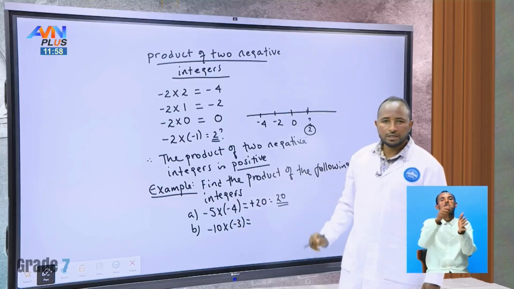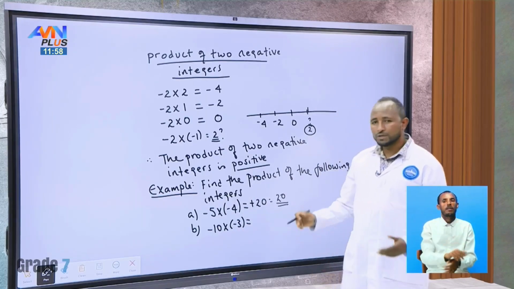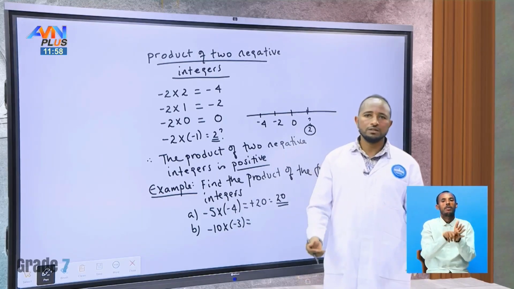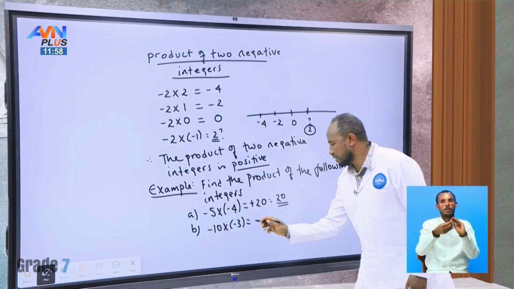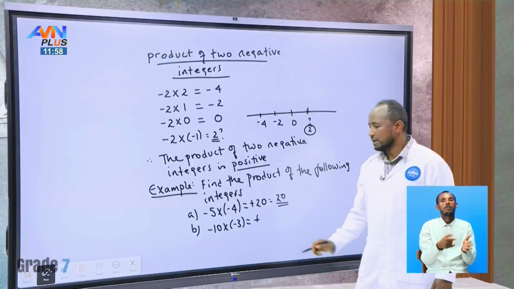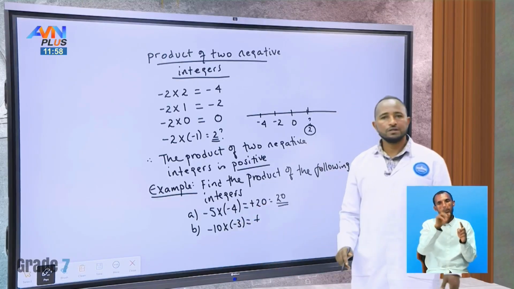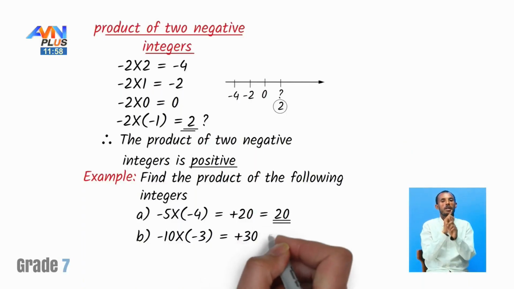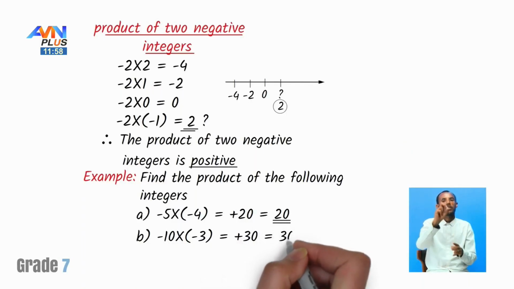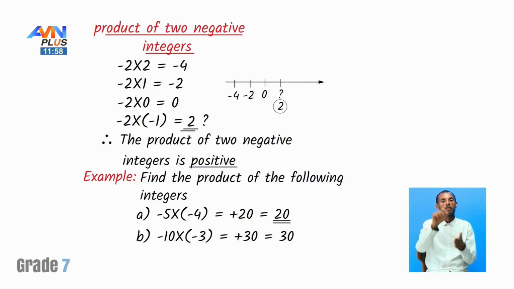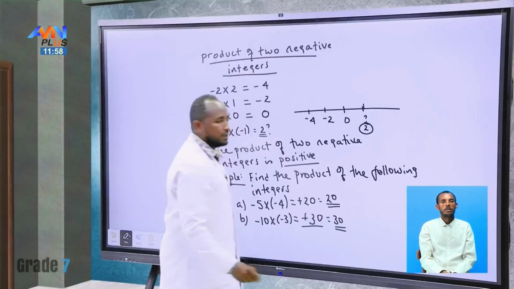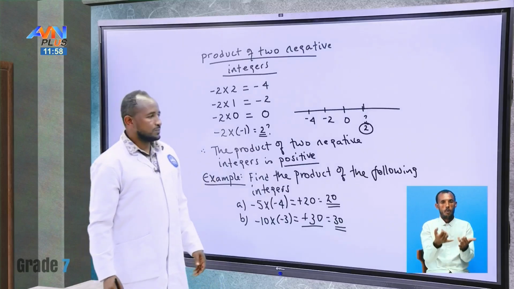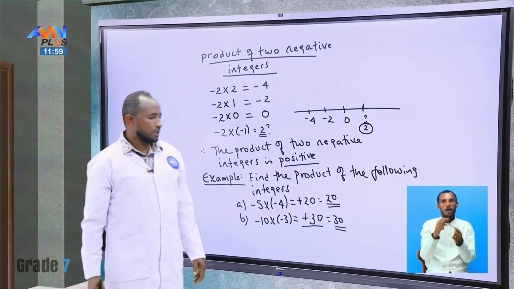-10 times -3. Both are negative, so the product is positive. Therefore, it is positive, and 3 times 10 is 30. So the correct answer is +30, or simply we write 30. That's it. Now, let's proceed to the other section.